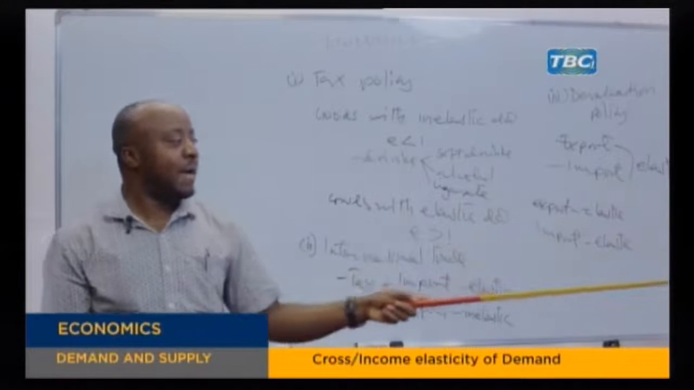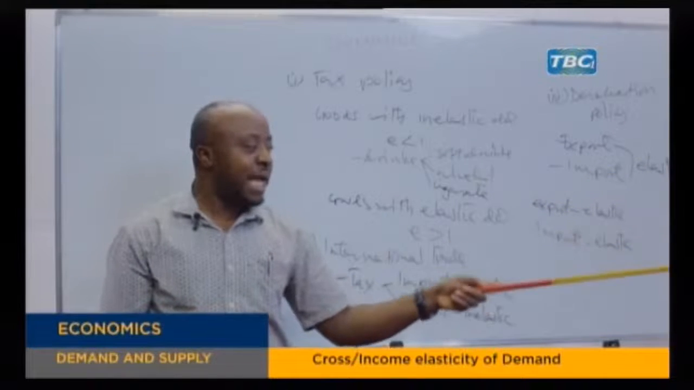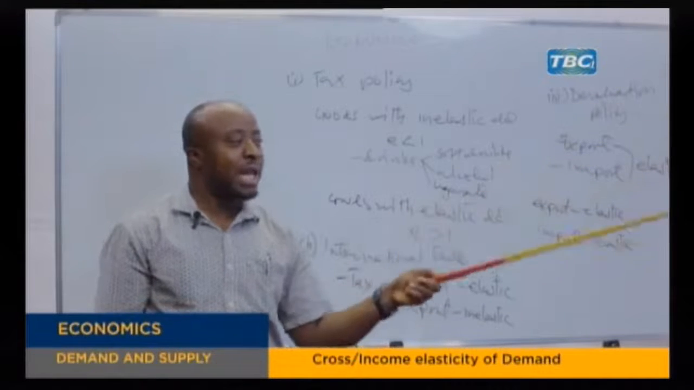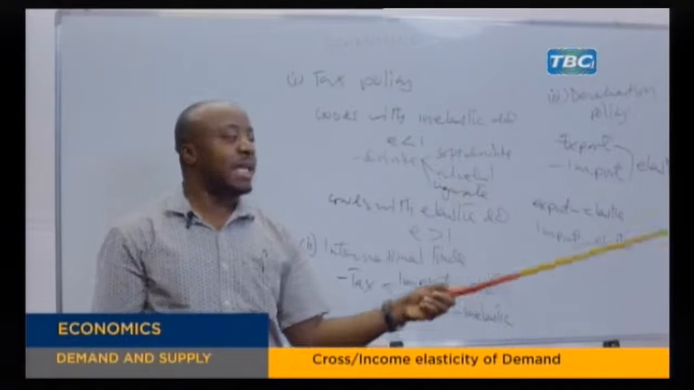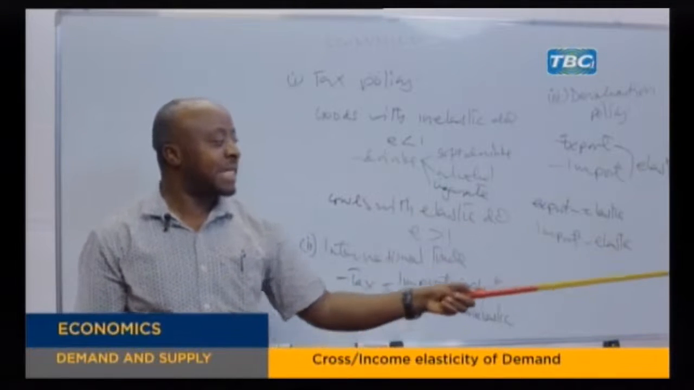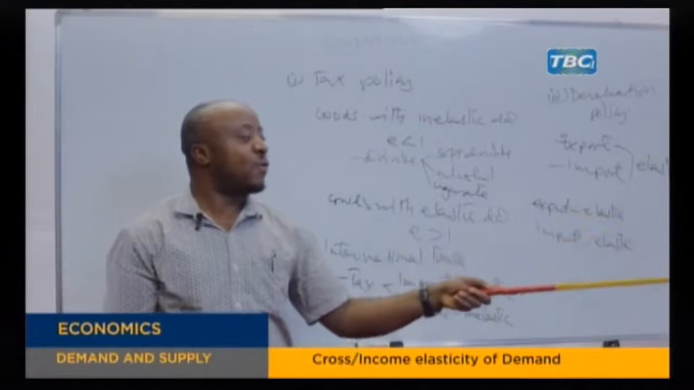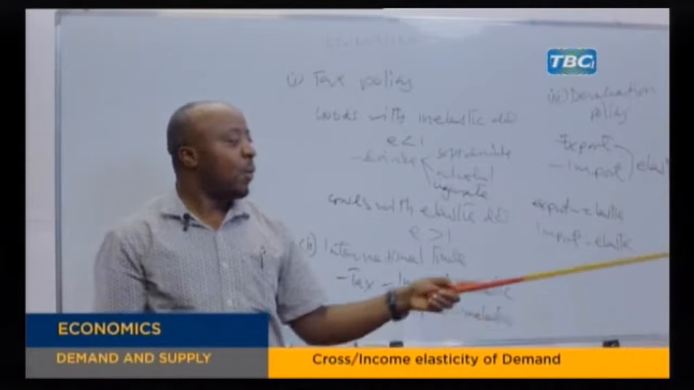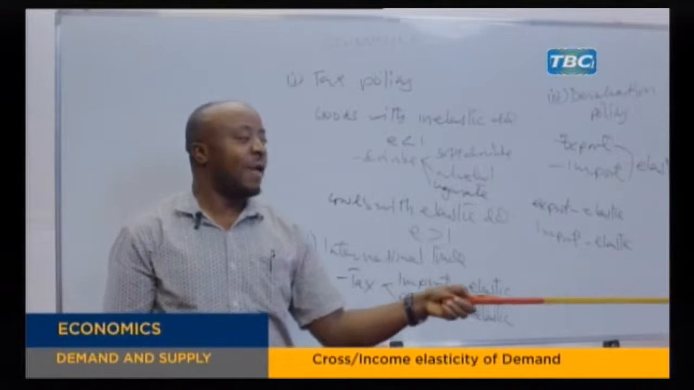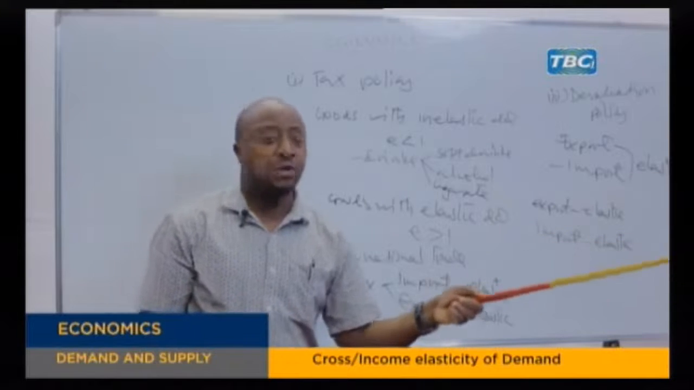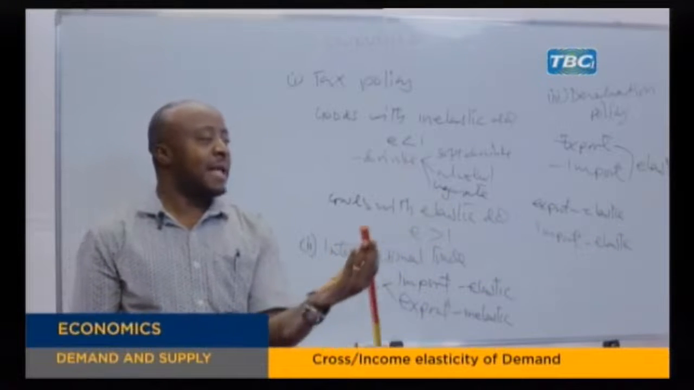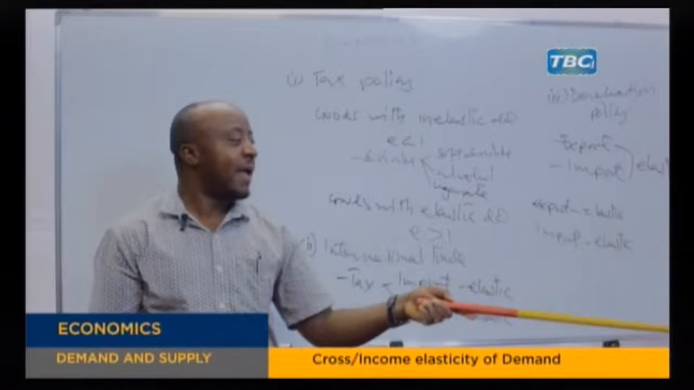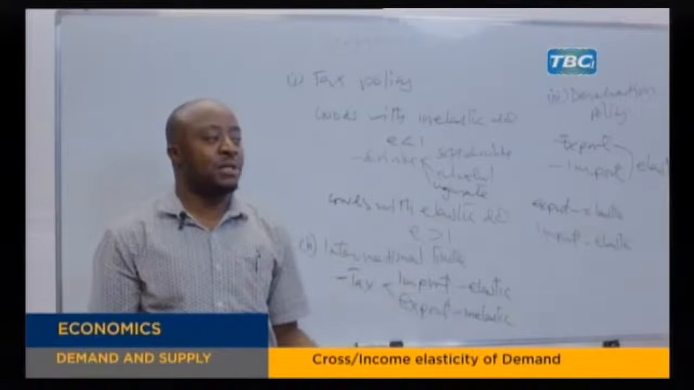What are you required to do? Number 1, suggest the type of good X, Y, and Z. Remember, we have explained what X looks like and what Y looks like. Number 2, what could be the nature of elasticity of goods X, Y, and Z? So far we have covered elasticity in today's lessons, so you can be in a position to know the nature of these goods based on the information given.